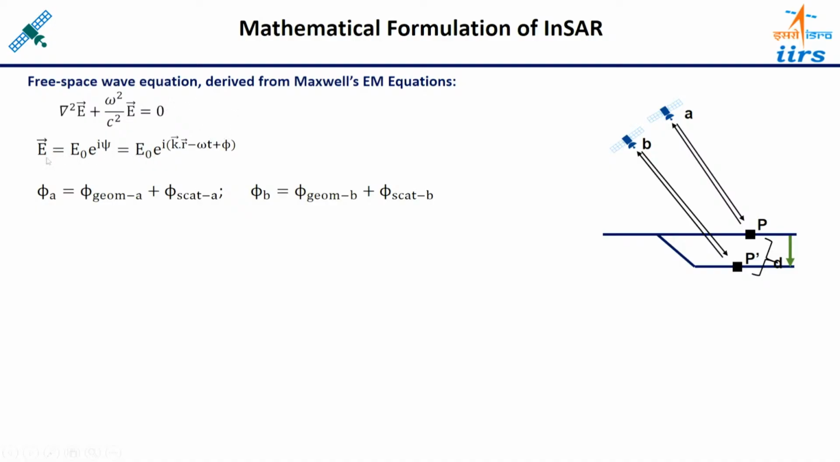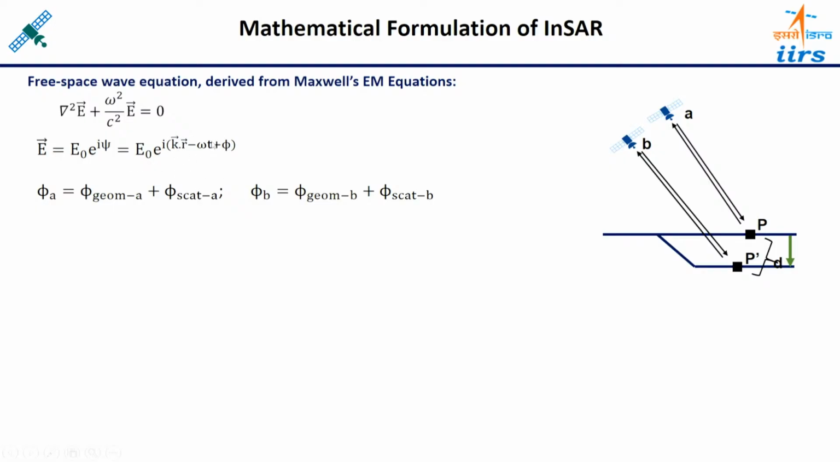If you see the expression for the electric field vector, this we have already seen in many lectures. Electric field vector equals amplitude into e to the power i into phase. That phase can also be written as a sum of multiple factors like k dot r minus omega t plus phi. So k dot r is the propagation phase, or the geometric phase. This is the temporal phase. This is the scattering phase. Now in this particular course we are interested in these phase factors.